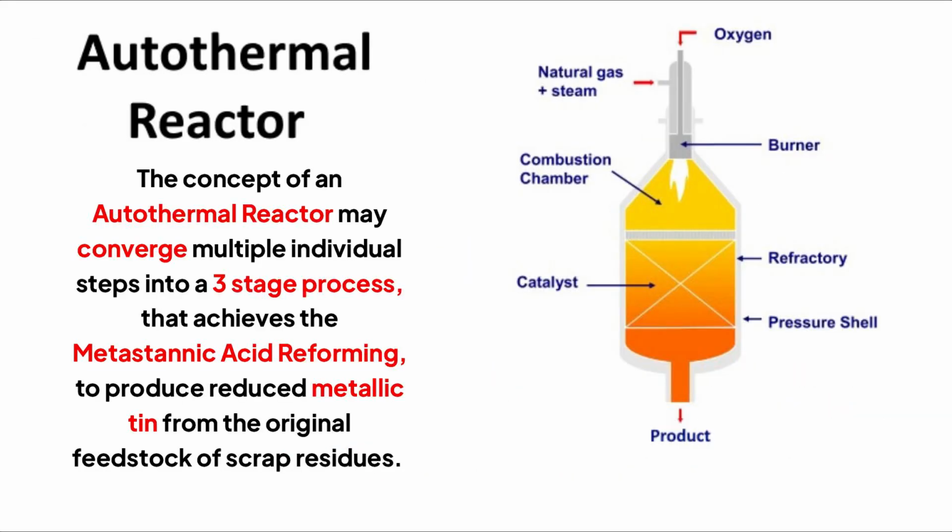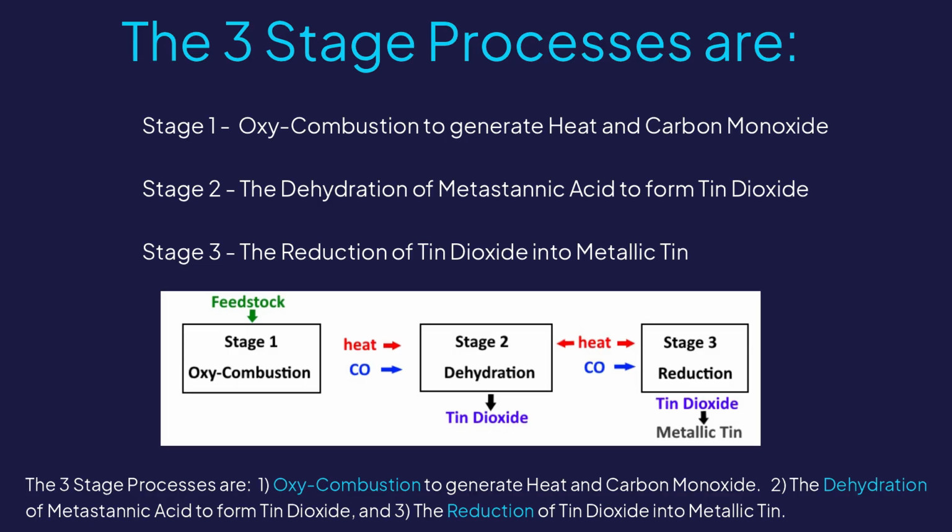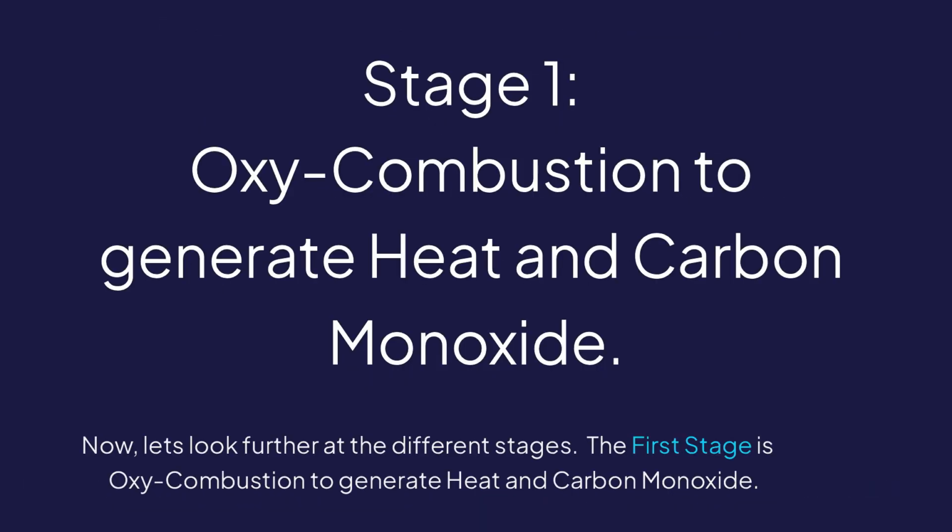The concept of an autothermal reactor may converge multiple individual steps into a three-stage process that achieves the metastannic acid reforming, to produce reduced metallic tin from the original feedstock of scrap residues. The three-stage processes are: 1. Oxy-combustion to generate heat and carbon monoxide. 2. The dehydration of metastannic acid to form tin dioxide, and 3. The reduction of tin dioxide into metallic tin. Now, let's look further at the different stages.